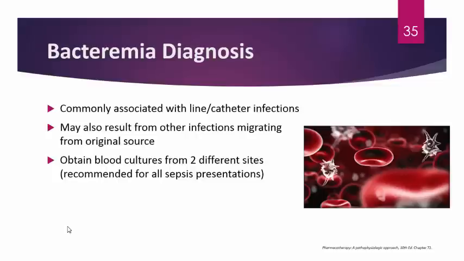Whenever you're concerned about bacteremia, and in any sepsis presentation in general, you should always get blood cultures. And you should typically get these blood cultures from 2 different sites with anaerobic and aerobic bottles.